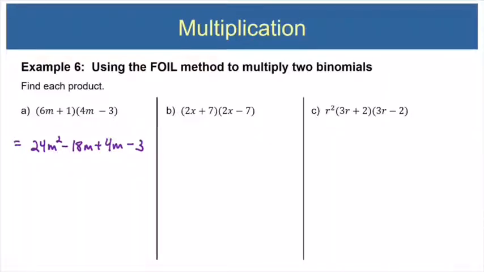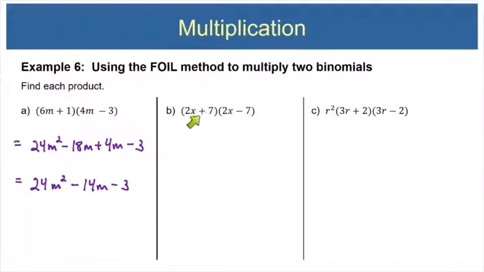So now we've done all the multiplying, and all that's left is to combine the like terms, which we usually find in the middle. So negative 18m plus 4m is going to be minus 14m. So our final answer is 24m squared minus 14m minus 3.